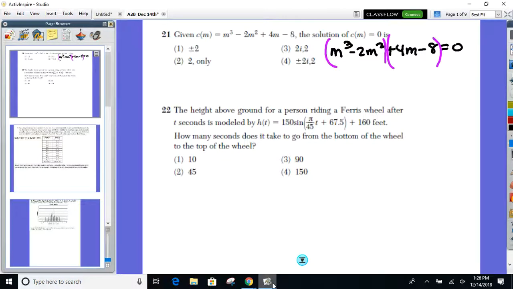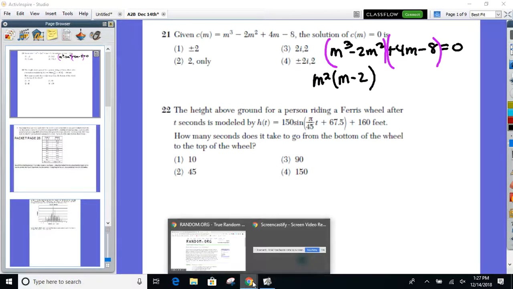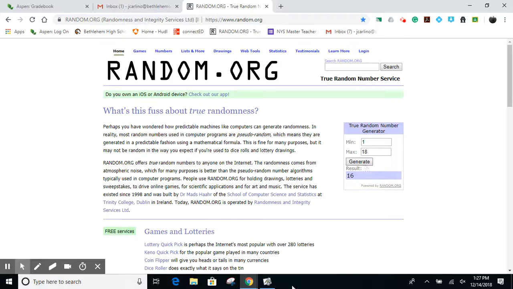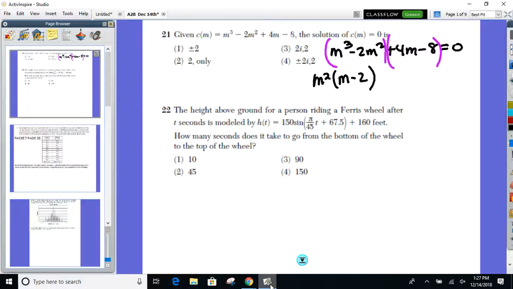3. What do you want to take out of the first one? M squared. What are you left with? M minus 2. Nice job. Now, whoever gets next up, make sure whatever you take out, I get an M minus 2 left in the parentheses. That's the purpose of grouping. What do you want to take out of the second one? Take a 4 out. What are you left with?